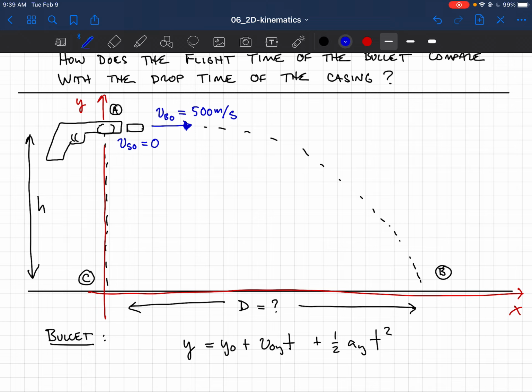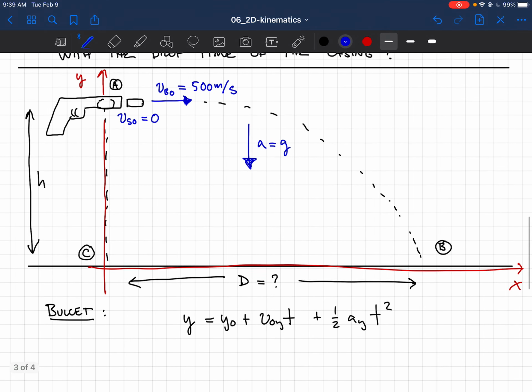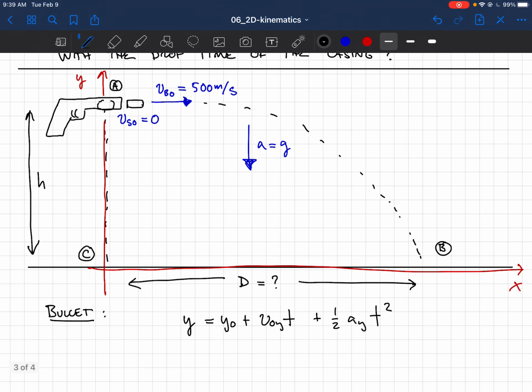I should have drawn that the bullet at every moment has an acceleration vector that points downward, which is equal to g in magnitude. So now we can just apply that equation. Remember, you want to state how you use it from point A to point B, so from the shooting to hitting the ground. And then I look and see what I have.